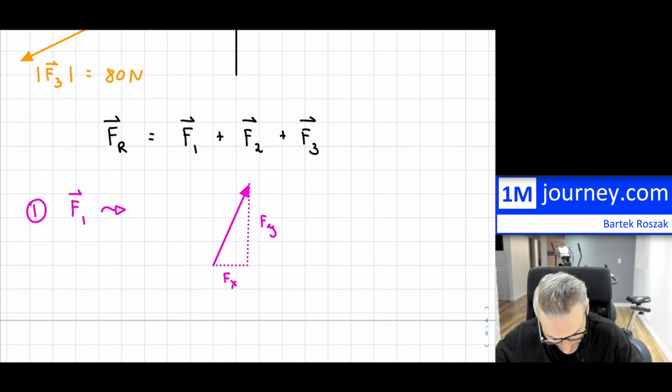So how am I going to do that? Well, I know the angle, right? So now I know the angle, which is right here.